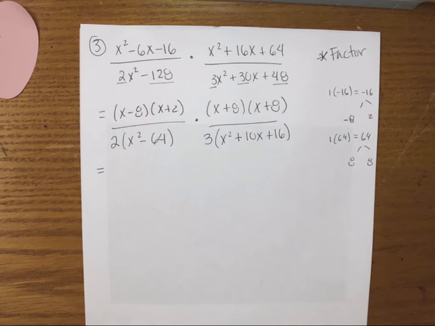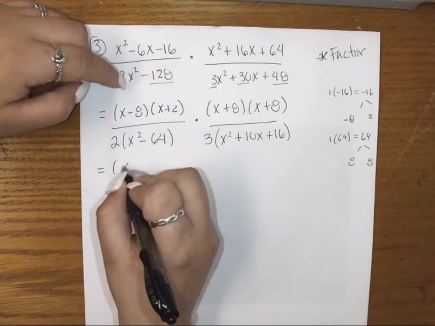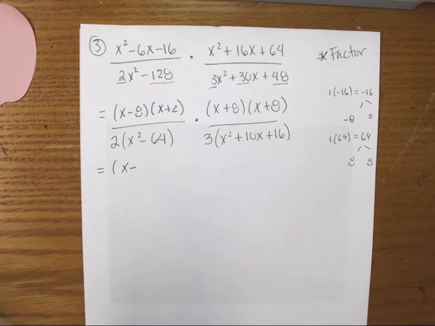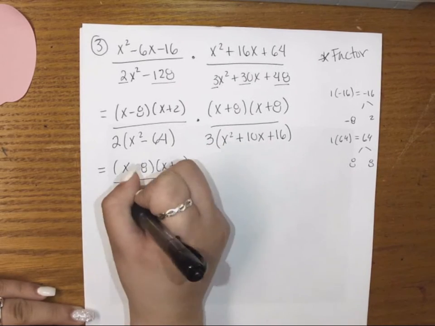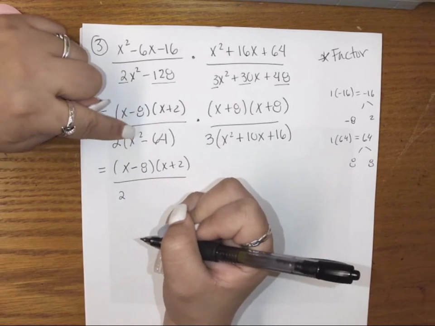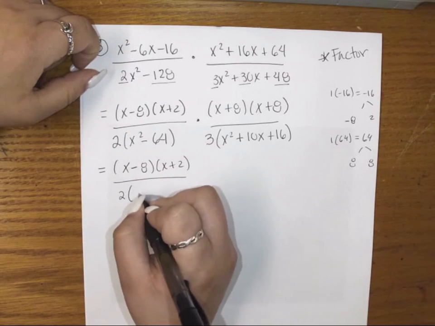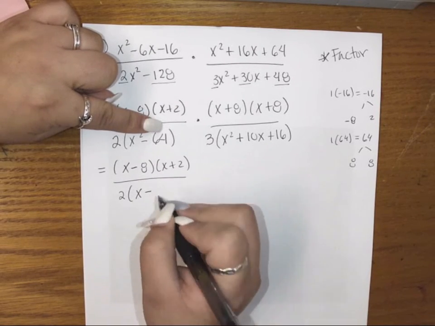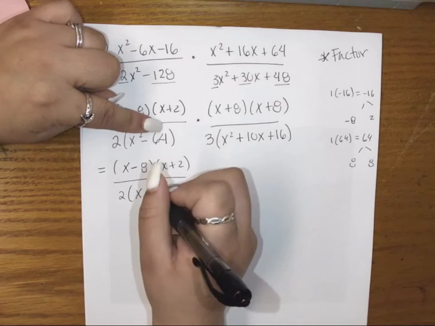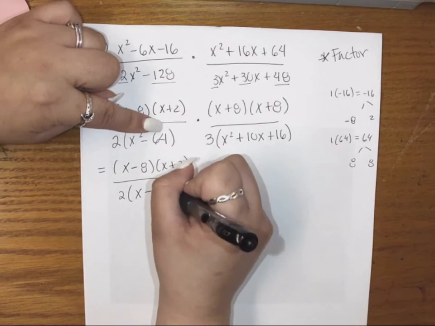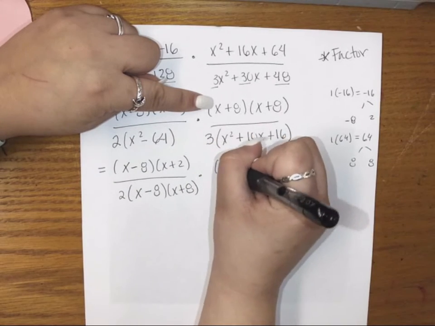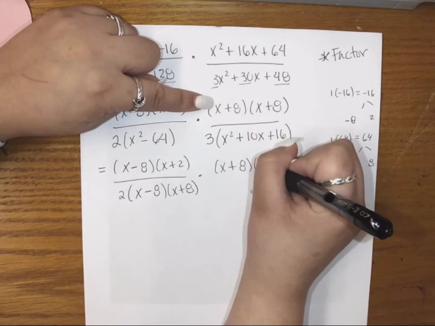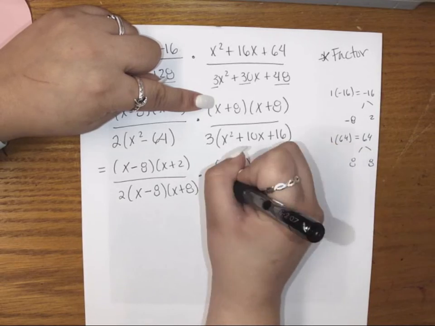And you just continue to factor. You cannot simplify until you're completely done factoring. So this one doesn't factor anymore, so we simply have x minus 8 times x plus 2 over 2. You can recognize this is the difference of squares, so difference of squares factor into x minus 8 and x plus 8, times, this one doesn't factor anymore, so we have x plus 8 times x plus 8.